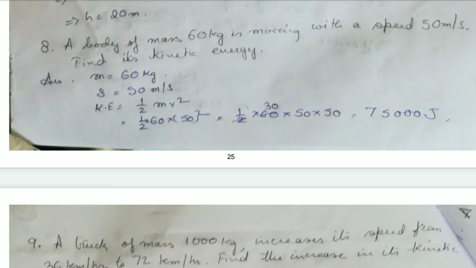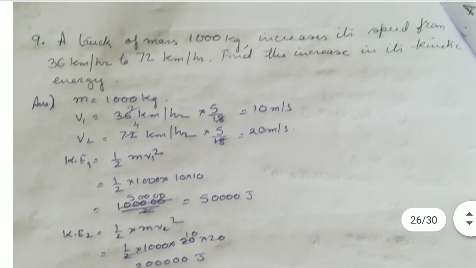Speed, that is 50 meter per second, and kinetic energy is half mv square. So putting the values in the formula, we get 75,000 joules. Then a truck of mass 1000 kg increases its speed from 36 km per hour to 72 kilometers per hour. Find the increase in the kinetic energy.